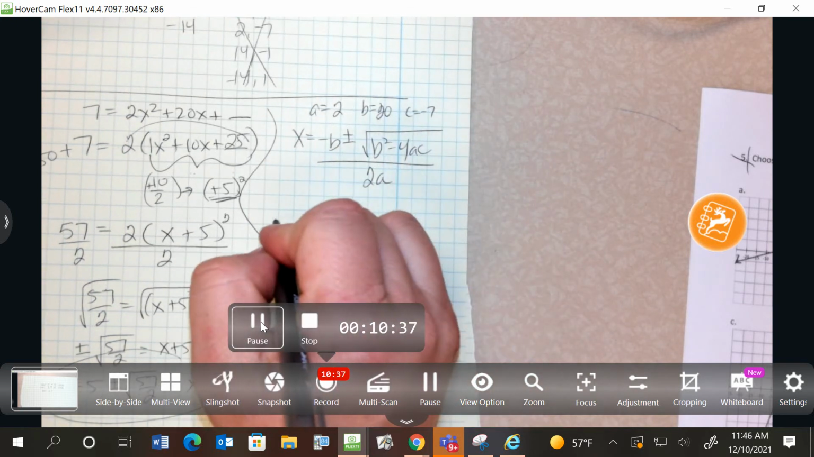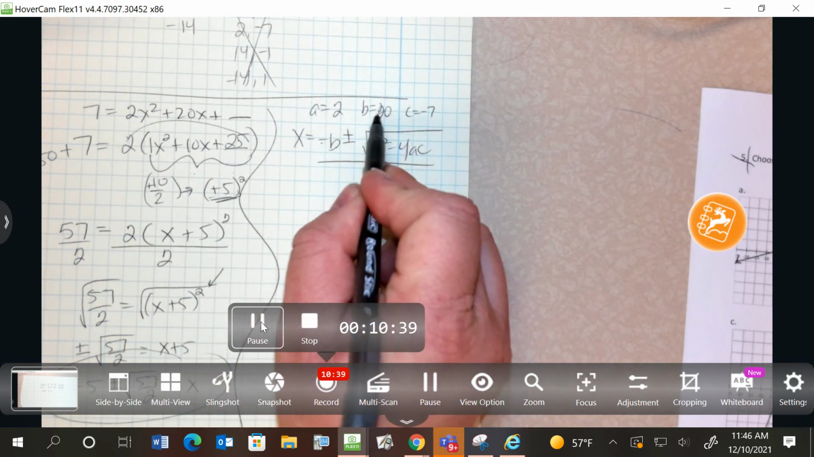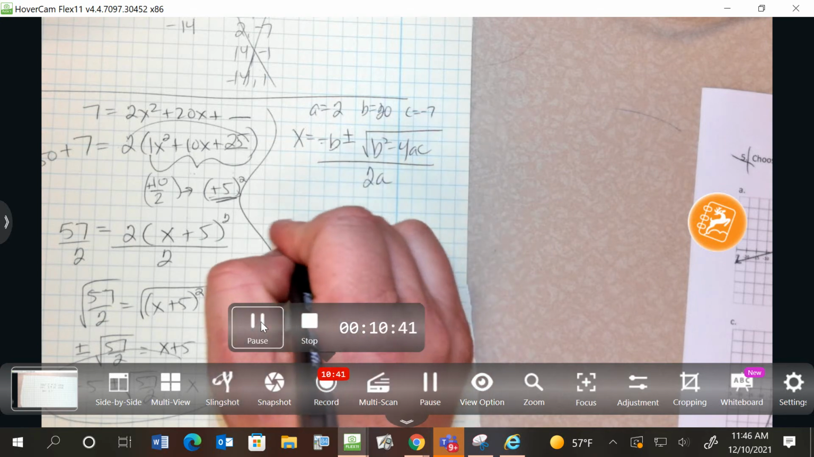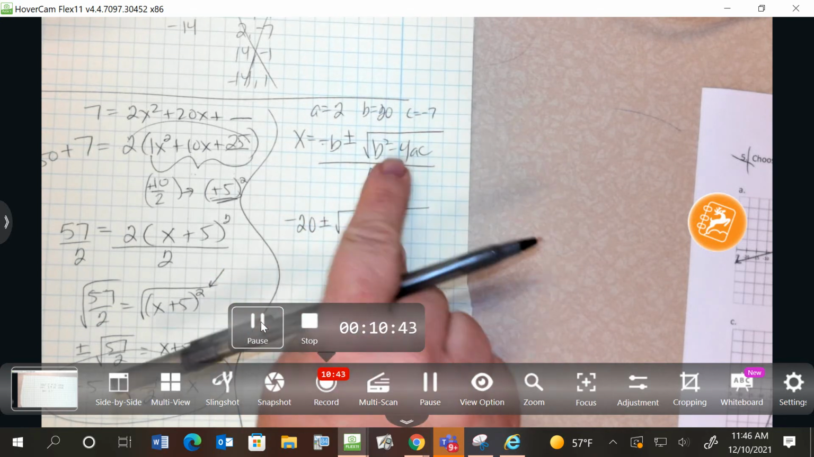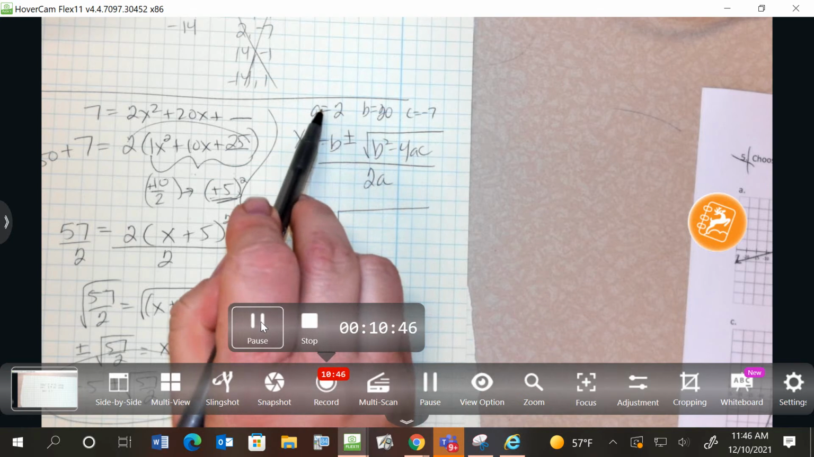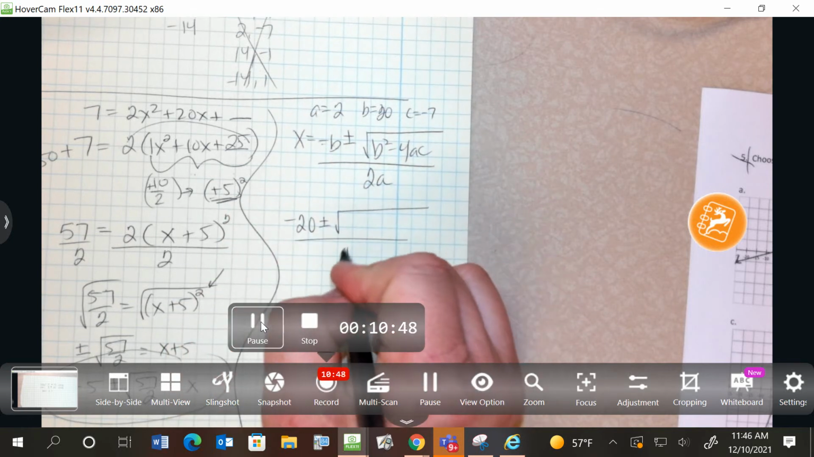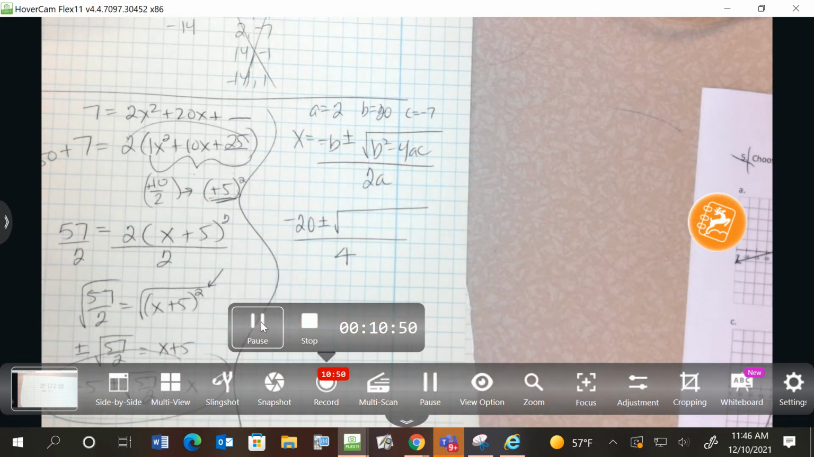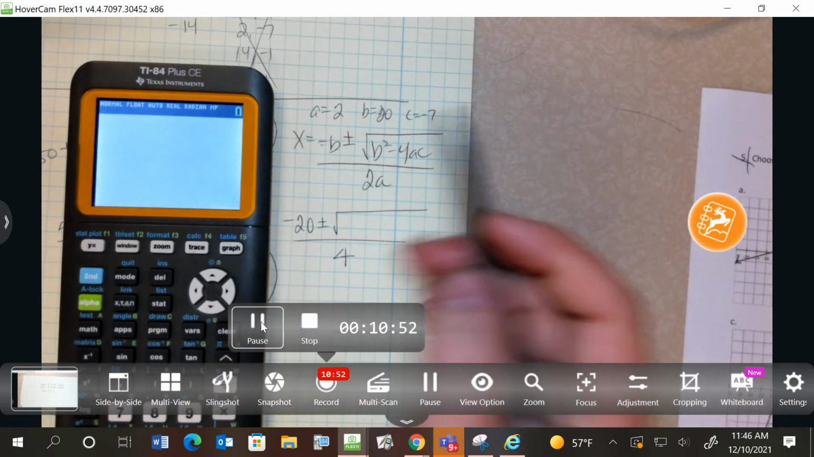I'm just going to plug them in as is. So what does this mean? It means I'm going to change the sign of B. So this is negative 20. And then I'm going to use a calculator to do that work. And then 2 times A would be 4 underneath. So I'm going to come over here. Anytime you plug something in, you need to use parentheses.